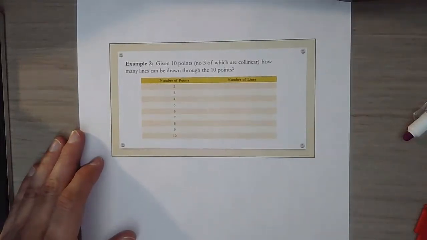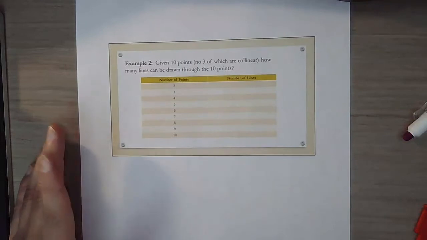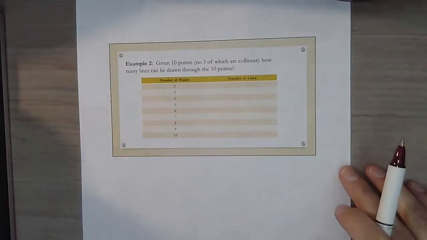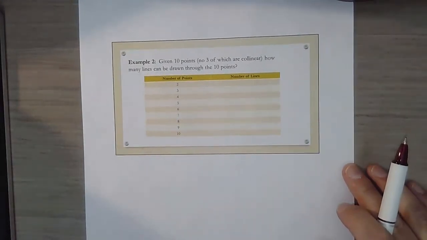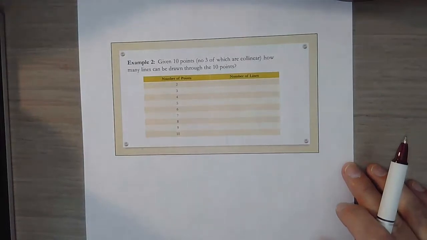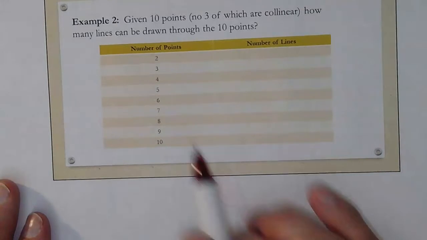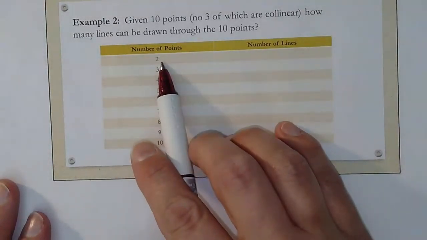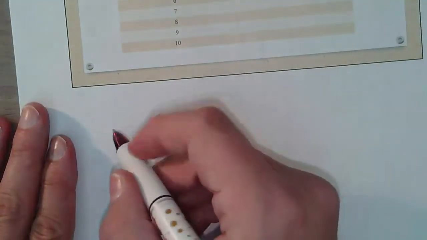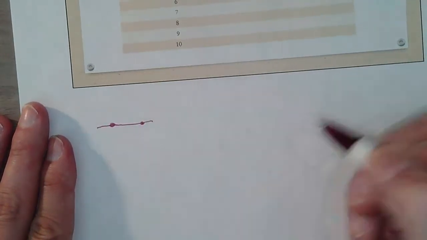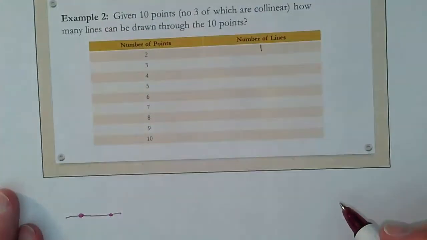Now, given 10 points, no 3 of which are collinear, how many lines can be drawn through the 10 points. So let's start, and we want to make a table. Okay, we're going to start with 2 points. I have 2 points. I can only draw 1 line through it. So I'm going to put a 1 right there.